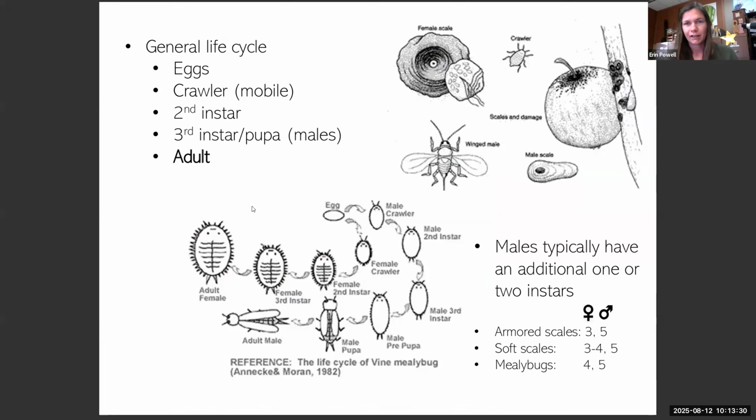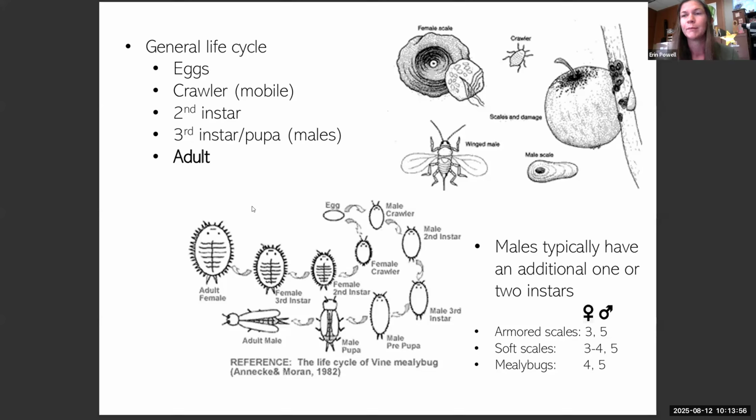So, a general life cycle of a scale insect. Because the adult females essentially look immature, they have a confusing life cycle. If we think of a beetle, it goes through a holometabolous life cycle where you have the egg, the larva, the pupa, and the adult. And the same thing with the butterfly: you've got your egg, your larva or caterpillar, your pupa or chrysalis or cocoon, and then your adult.